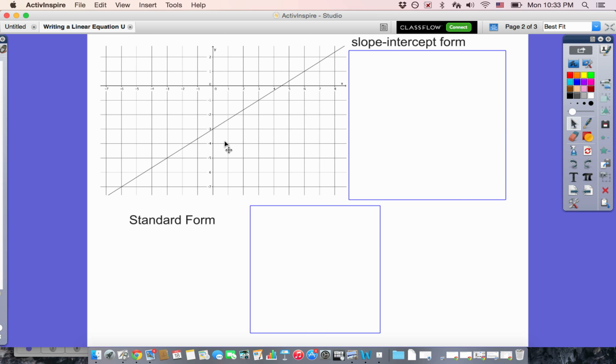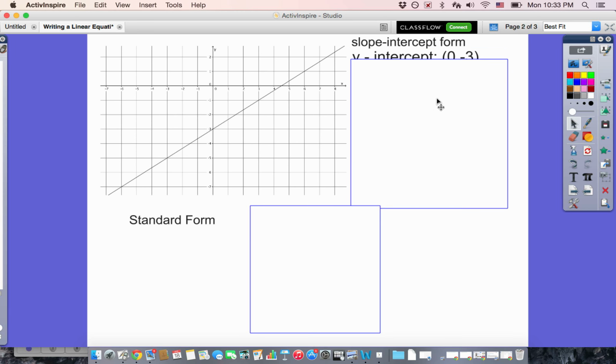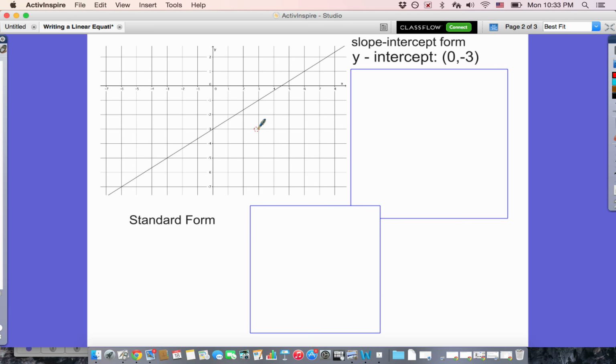First, what is the y-intercept of this line here? It is (0, -3). And what is the slope here? Remember, slope is the change in y for the amount of change in x. So let's pick two data points. Looks like the line goes through this one and that one.